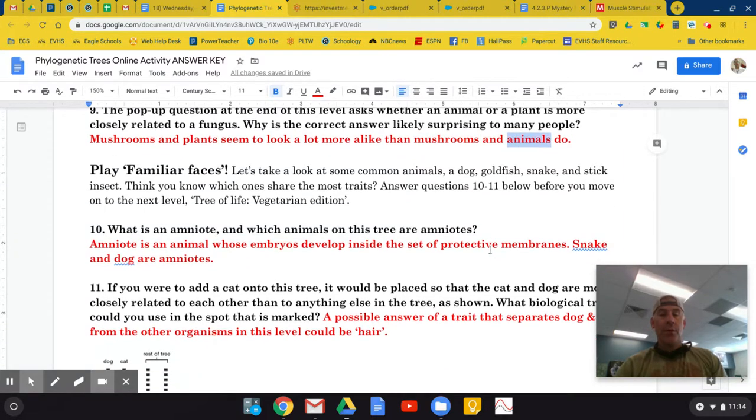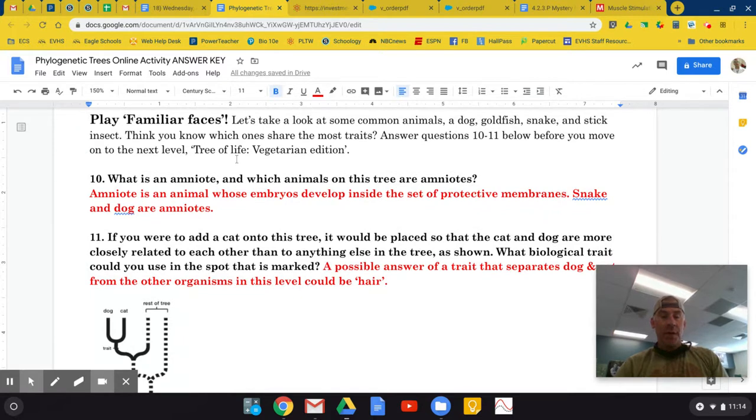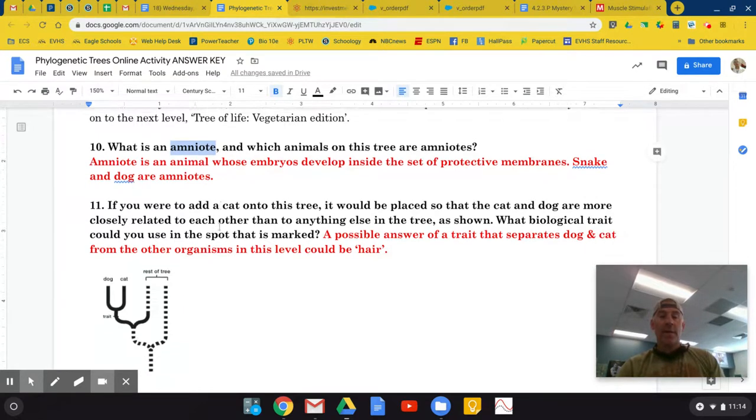Okie doke. All right, so you moved on to the next activity, the next game called Familiar Faces. And you first had to learn what an amniote is. An amniote is just an animal whose embryos develop inside a set of protective membranes. An amniotic organism is how they can be referred to also. So in this game that you played for Familiar Faces, the snake and the dog were the only two of the four animals that we looked at that were amniotic.